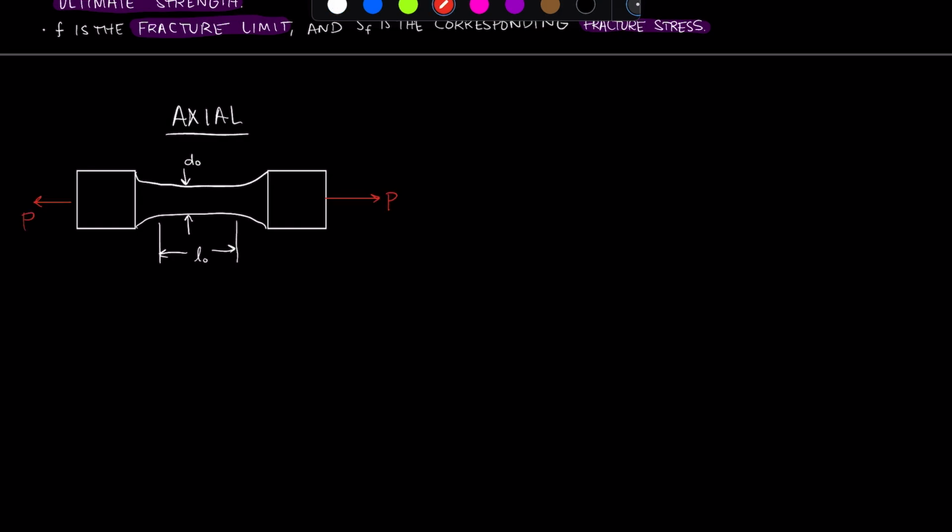So first up we have axial, and this is the type of loading in our typical tensile test setup. And the stress in our specimen is equal to the axial load divided by the cross-sectional area, where here I've labeled the diameter, so our cross-sectional area is going to be equal to pi times the diameter squared, not to the fourth power, over 4.